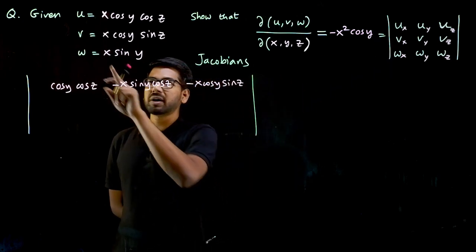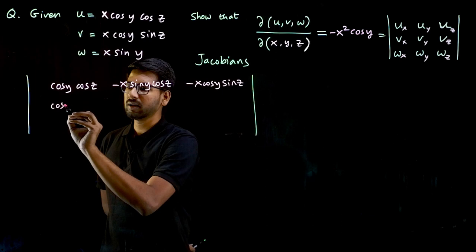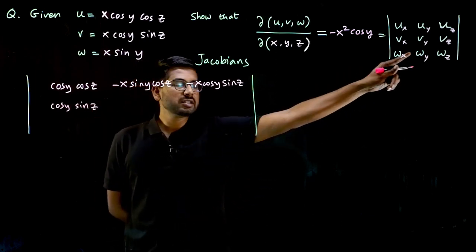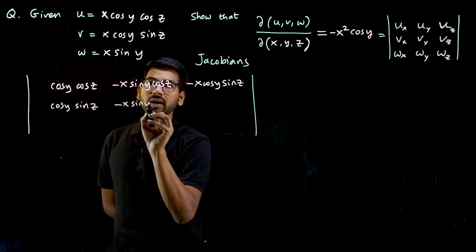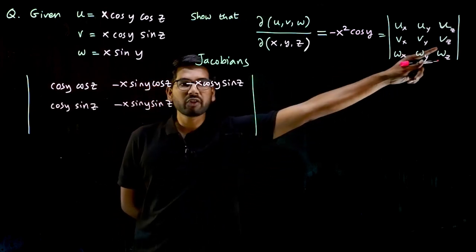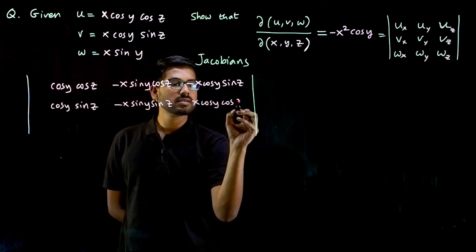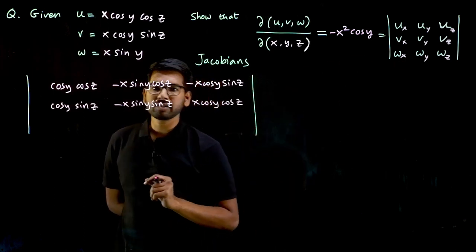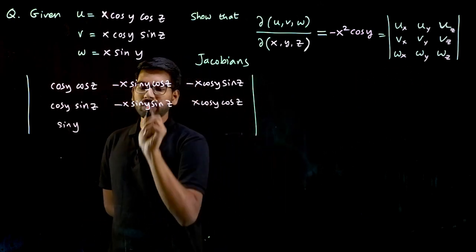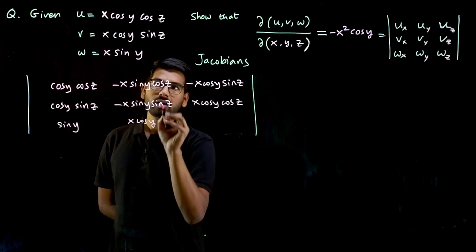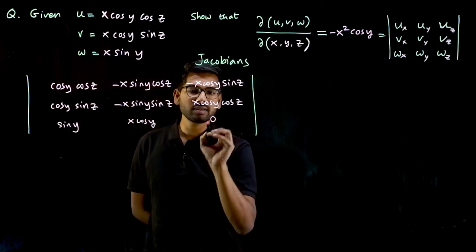The second row, v sub x means partial differentiation of v with respect to x. That means differentiation of x is 1, cos y sin z as it is. So that is 1 cos y sin z. Differentiation with respect to y means differentiation of cos y is minus sin y, x and sin z as it is. So that is minus x sin y sin z. Differentiation with respect to z means only sin z. Differentiation of sin z is cos z, x cos y as it is. X cos y cos z. Okay. Wx, partial differentiation with respect to x is 1 times sin y. Partial differentiation with respect to y is differentiation of sin y is cos y, x as it is. So it is x cos y. Partial differentiation with respect to z: there are no z terms, both x and sin y are constant. Differentiation of a constant is 0.